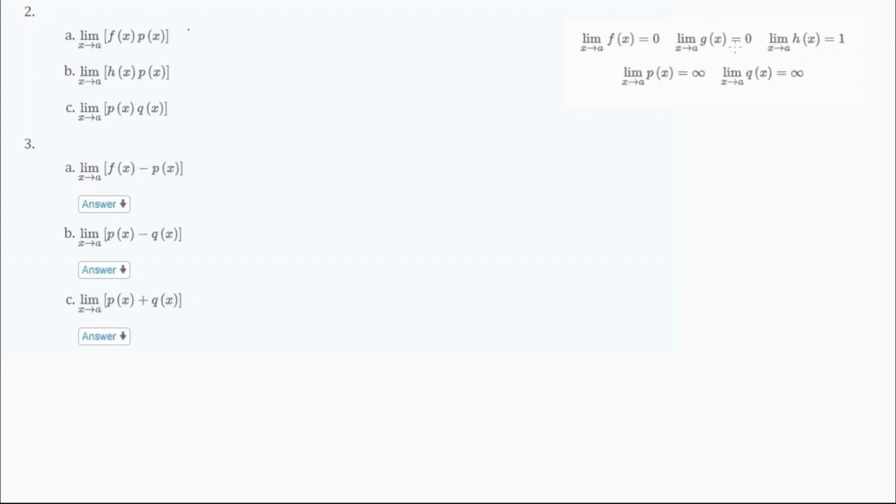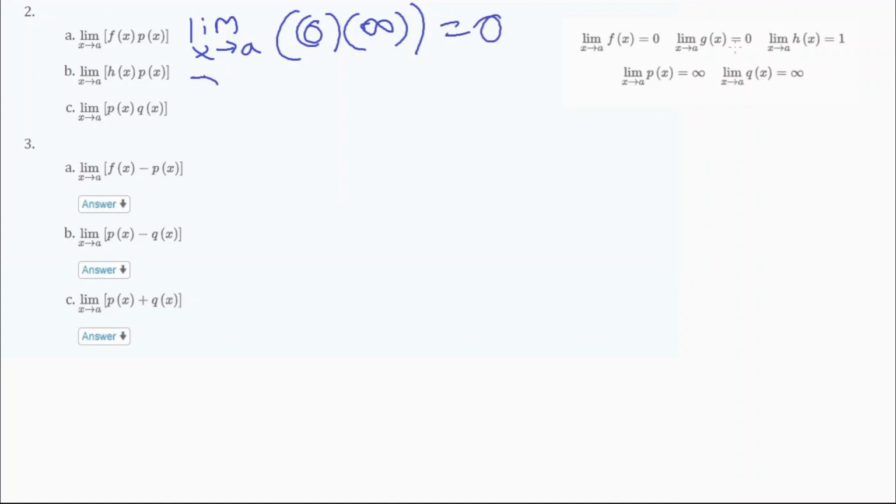All right, so let's take a look here. We're going to use the same rules we have been using. This is going to be a case of multiplication. This is going to be a case of subtraction and one addition. So we have limit as x goes to a of f of x times p of x. What we're going to do is just plug in the value. f of x is going to be 0, and p of x is going to be infinity. And we know 0 times infinity is going to be 0, so our answer is 0.